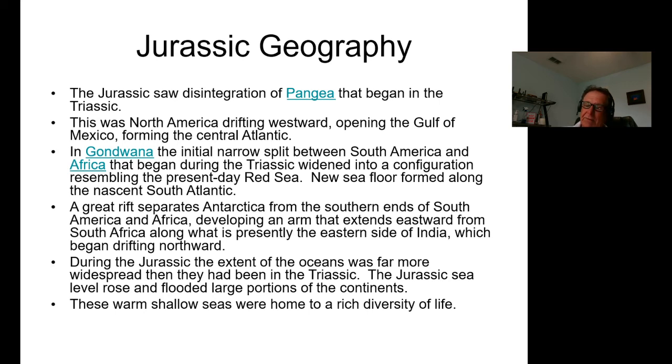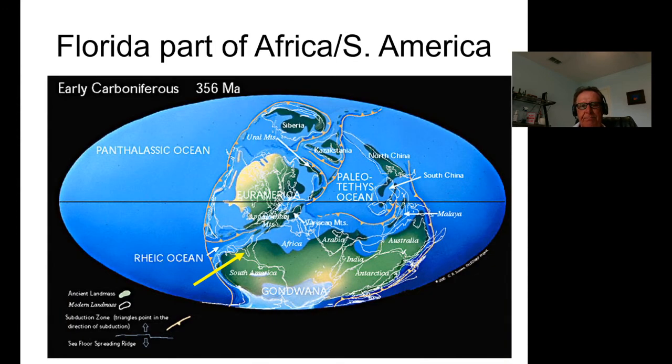During the Jurassic, the extent of the oceans was far more widespread than it had been in the Triassic, and this has everything to do with the fact that the temperature started to rise on the planet. Because the continents were breaking apart, of course, it was creating new oceanic crust, and so we were starting to see more seafloor being created. So the Jurassic sea levels rose and flooded large portions of the continent. And of course, whenever you have warm, shallow seas, you have a rich diversity of life as well.